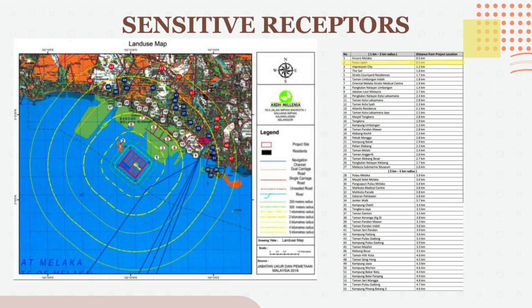This slide shows the sensitive receptors, which consist of 55 locations, including existing residential areas, schools, worship houses, industrial areas and public facilities. For example, Pulau Upeh. Pulau Upeh is a small island off the coast of Melaka. It is located 500 meters from the project site.